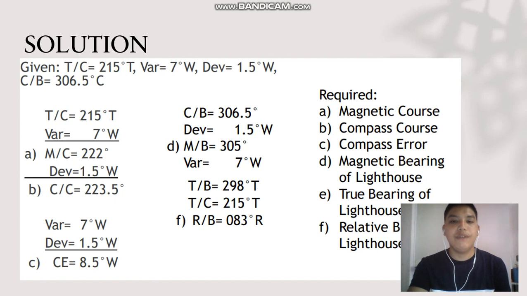To achieve the relative bearing, we have to subtract the true course from the true bearing. So 298 minus 215 is equal to 83 degrees relative.